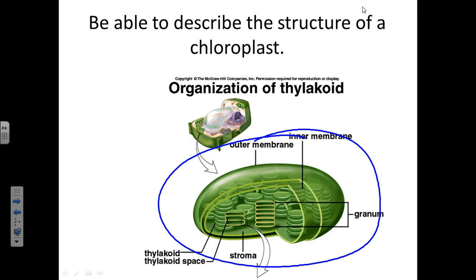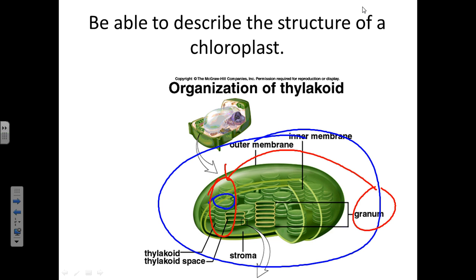If we zoom in, each one of these little discs right here, those are thylakoids. And like we said before, what's in the membrane of those thylakoids? Chlorophyll. Other pigments. And some other important proteins for photosynthesis. But in particular, those thylakoids, that's where the chlorophyll's at. A whole stack of those thylakoids, on the other hand, is called a granum.